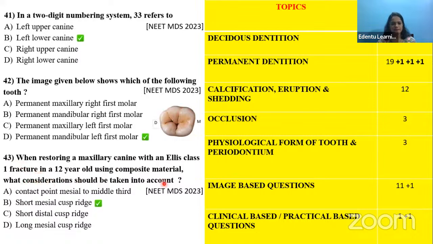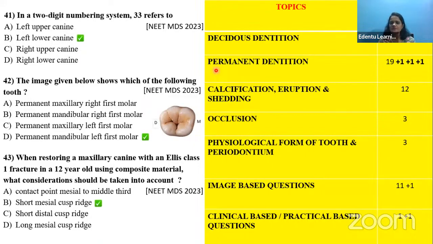Now another practical or clinical based question. When restoring a maxillary canine with an Ellis class 1 fracture in a 12-year-old using composite material, what considerations should be taken into account? Okay, so the short mesial cusp bridge should be taken into account. So for a 12-year-old, we can put it under the permanent dentition topic.